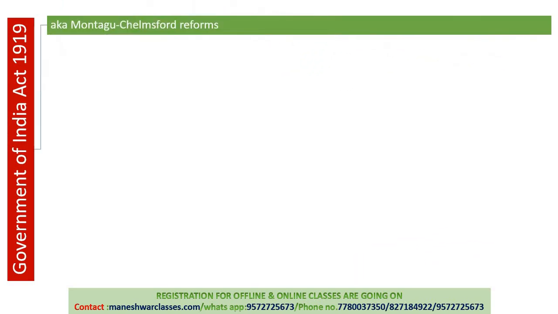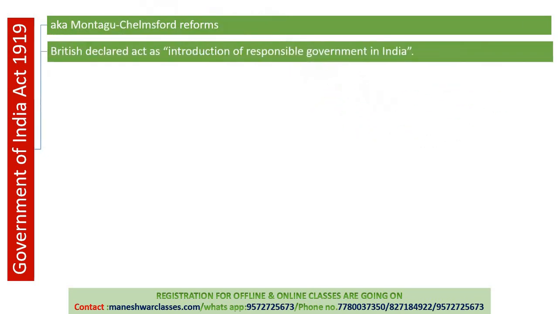The Government of India Act 1919 is also known as the Montagu-Chelmsford Reforms, where Montagu was the Secretary of State and Chelmsford was the Viceroy of India. The British declared the act as the introduction of responsible government in India.